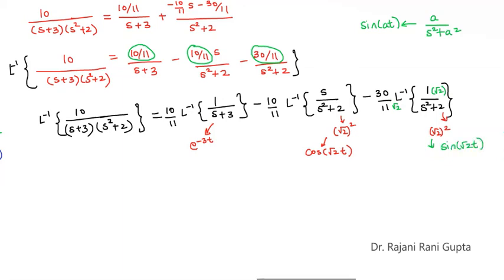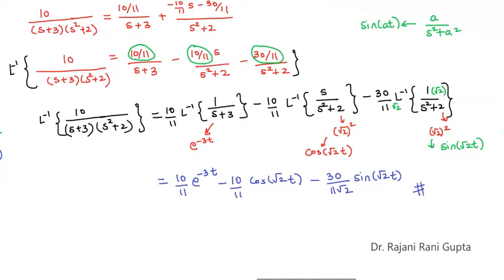So this gives you the final answer as first term 10 over 11 e power minus 3t, then minus 10 over 11 cosine root 2t minus 30 divided by 11 root 2 sine of square root of 2t. So this completes the solution.